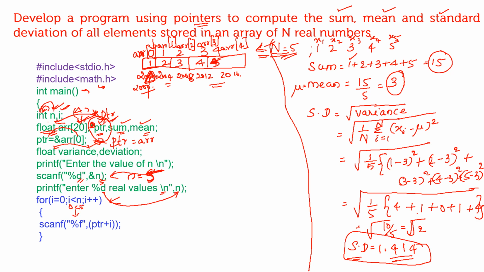It enters into the loop. Scanf, percentage %f, because it is float, the format specifier is %f, right? ptr plus i. So this ptr plus i is nothing but equivalent to ampersand array of i. Okay, it is showing you the address. So in the first case, i will be equal to 0, so it will be pointing to the first location.